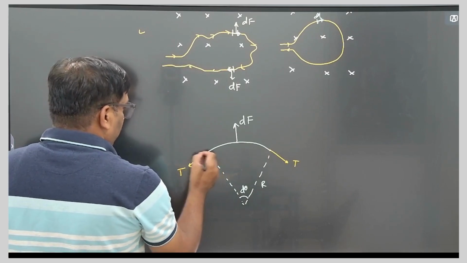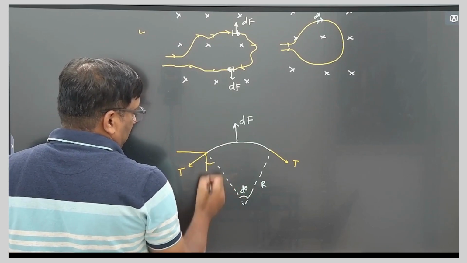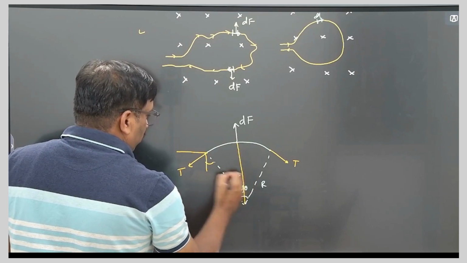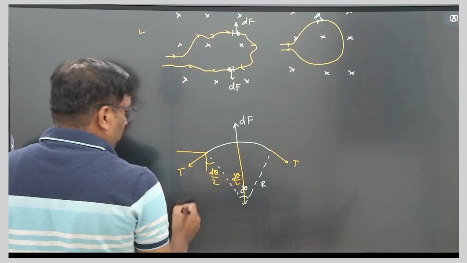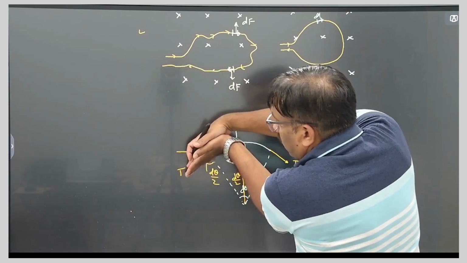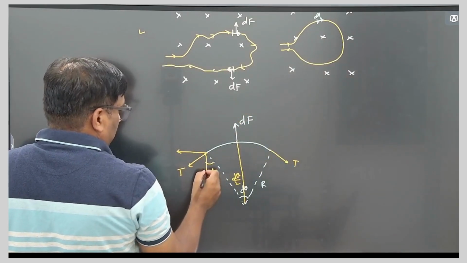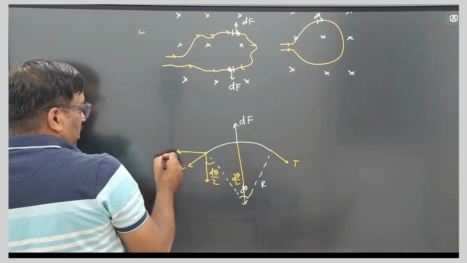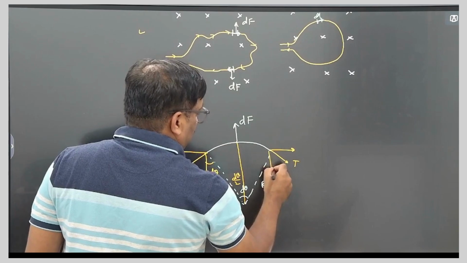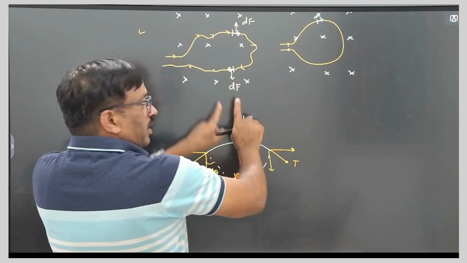Now we can split this. The tension is like this, and this is dθ, compulsory. So you can take it as dθ by 2, therefore this also dθ by 2. This tension we will split like this. So this side force is T cos θ, this side also T cos θ, and this is T sin θ. The cos components get cancelled out.